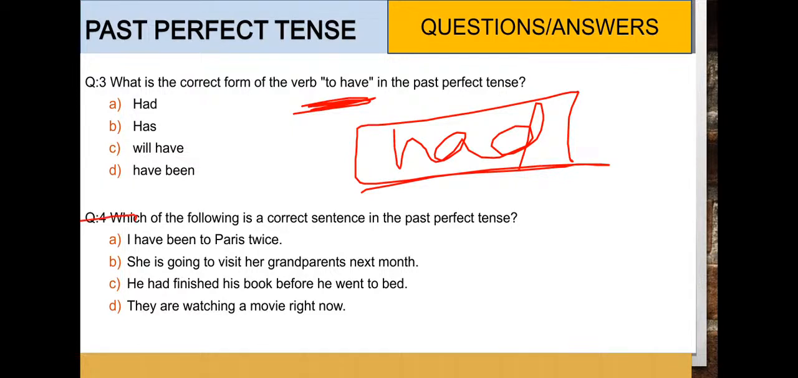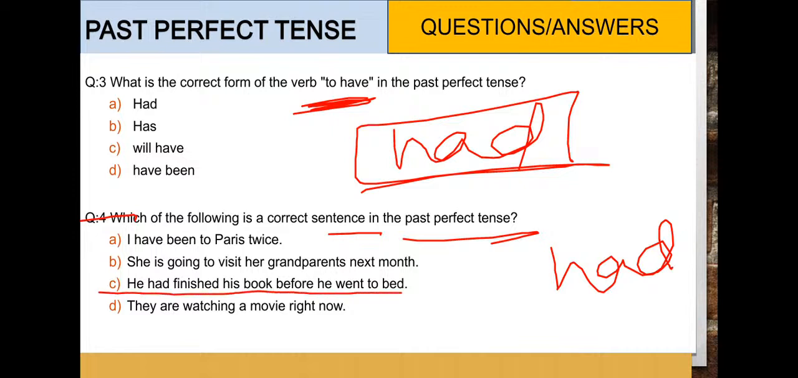Question number 4. Which of the following is the correct sentence in the past perfect tense? Correct sentence, again, had. Now we have the third one as the correct one because had and finished. This is the actual finding way, but if you get into the concept, like he had finished his book before he went to bed. Before is again indicating that we mostly use past perfect tense with adverbs like before and after. Something has happened before any kind of another action. We told you about it in uses.